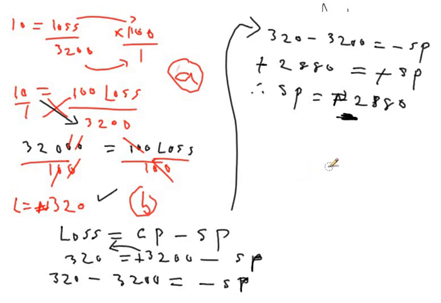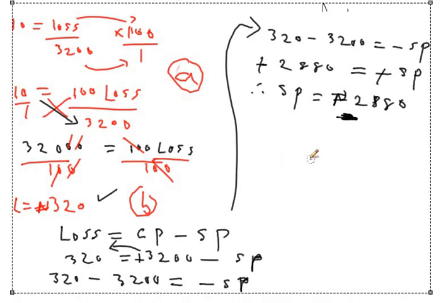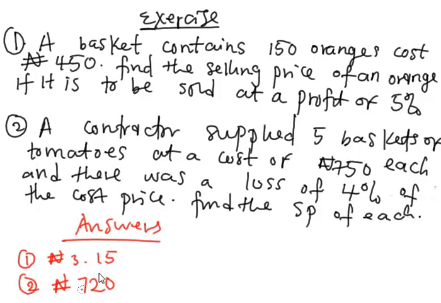So I will give us some exercise to solve. Let me delete this. So this is your exercise. Try to solve this for you to fully understand the profit and loss percentage. Once you are done solving it, you can check with the corresponding answers I've written here. If they are the same thing, that means you are correct. The first answer is 3.15 naira and the second answer is 720. So good luck solving that.